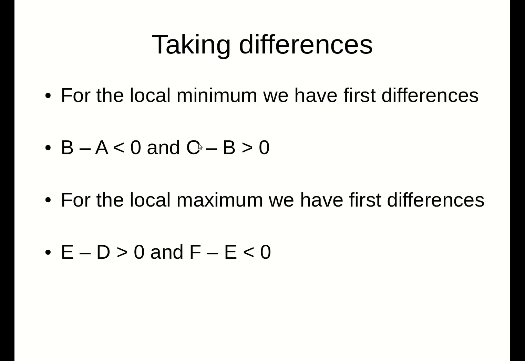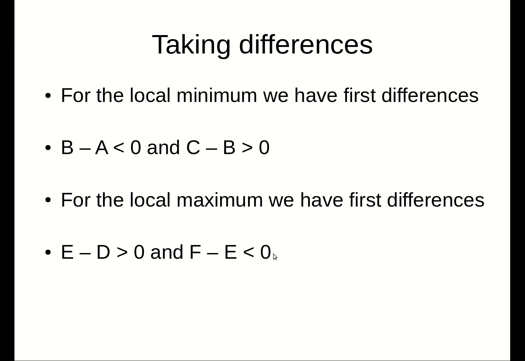So to formalise, we have two sets of first difference equations. The first one for local minimum is B minus A is smaller than 0 and C minus B is greater than 0. For the local maximum, we have E minus D is greater than 0 and F minus E is smaller than 0.